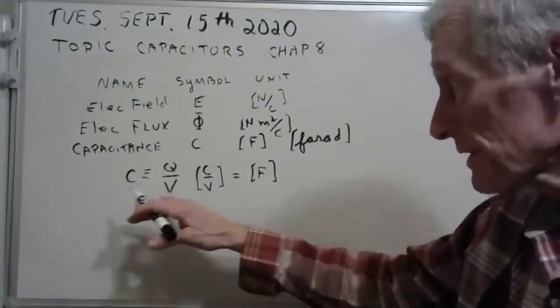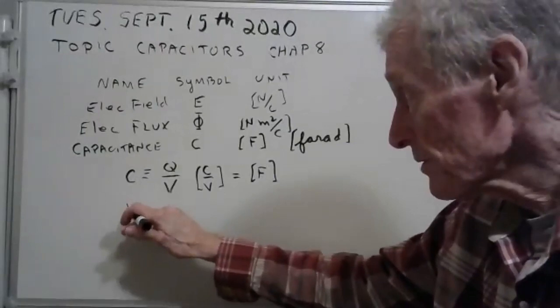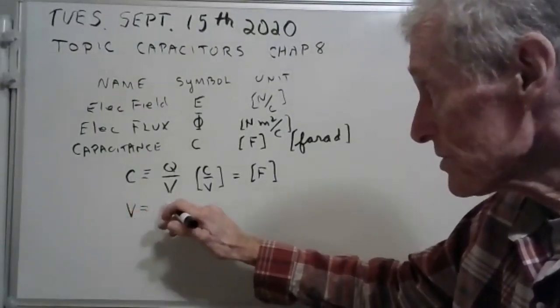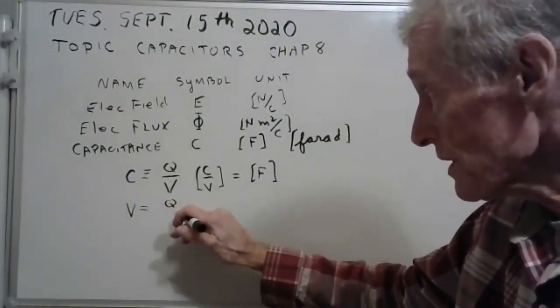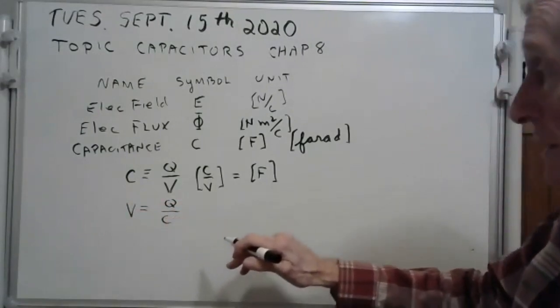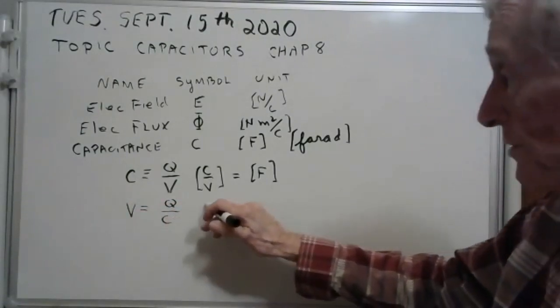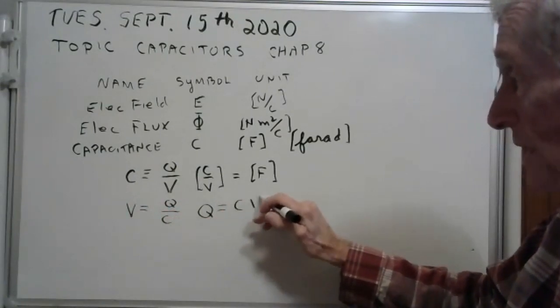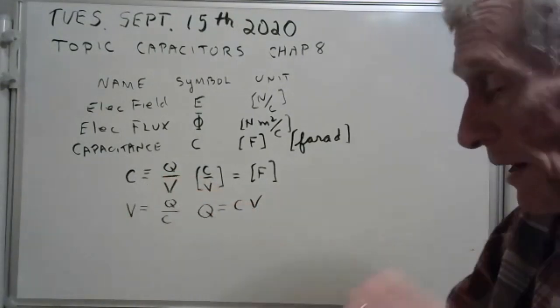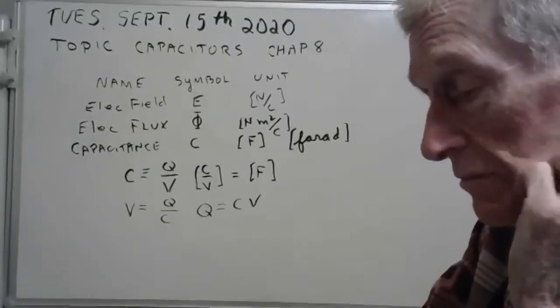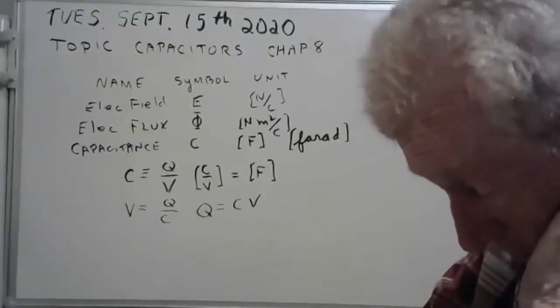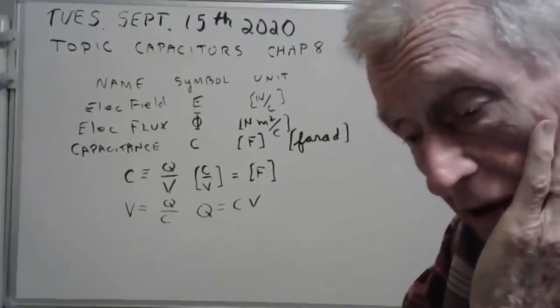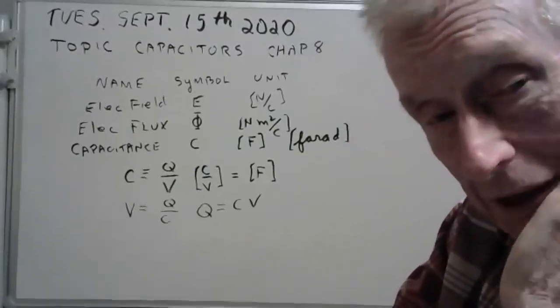And of course, you can take that equation and play with it. You can write the voltage as Q over C. And what's the other way of doing it? You could write the charge as C times V. It's just algebra, right? You can do that. And we'll do that. But I thought I'd show you how you could make a capacitor.